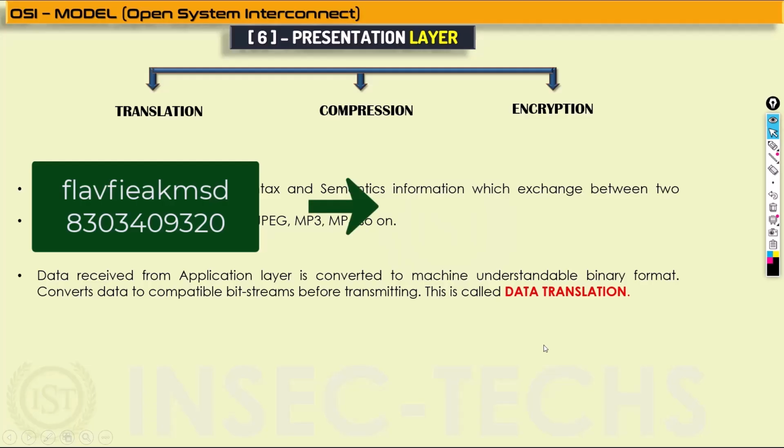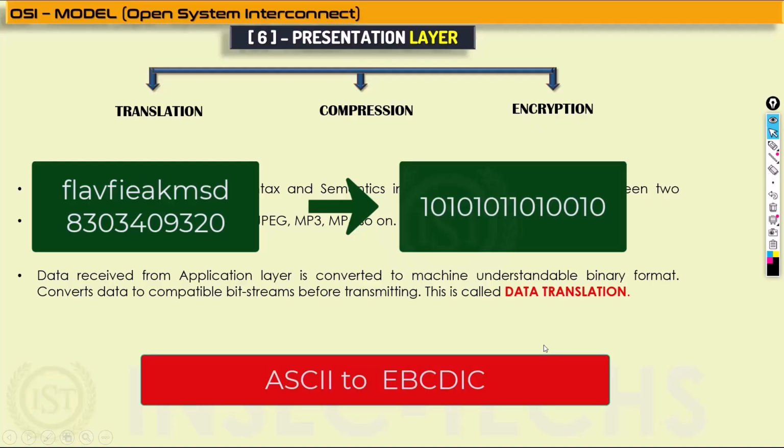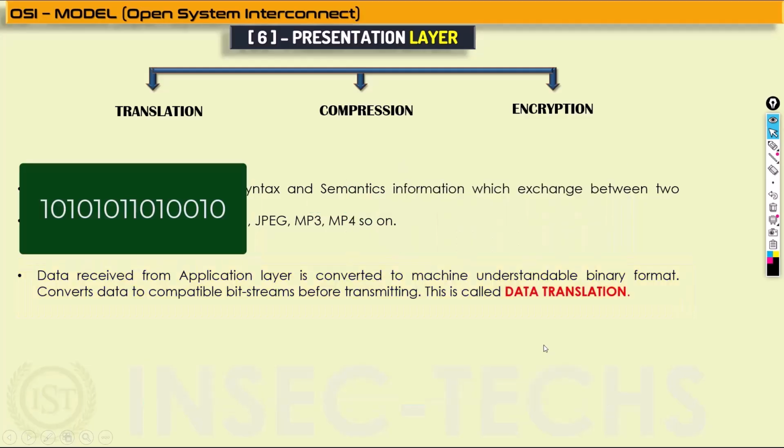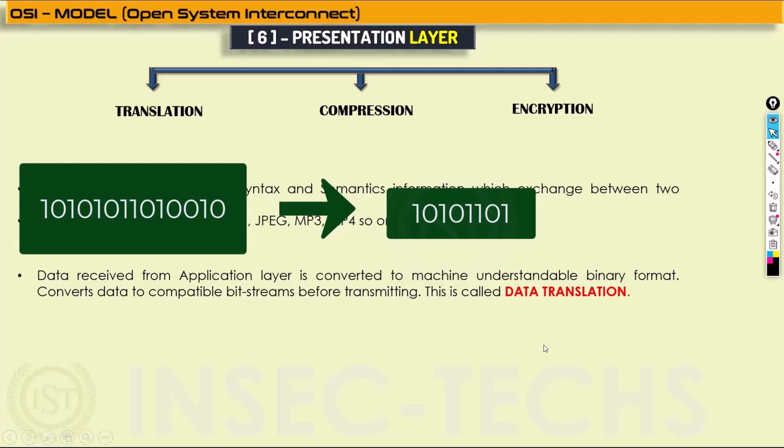For example, ASCII to EBCDIC code, that is Extended Binary Coded Decimal Interchange Code, and this function is called data translation by the presentation layer. And before the data is transmitted to the layer below, this layer reduces the number of characters to fewer characters that represent the original data, and this bit reduction process is called data compression.